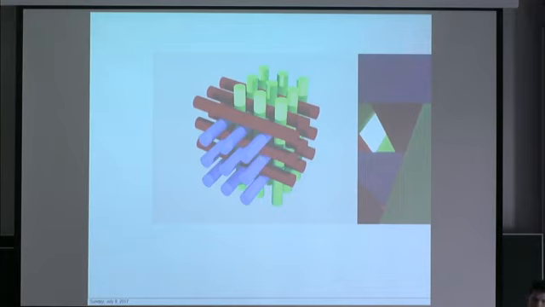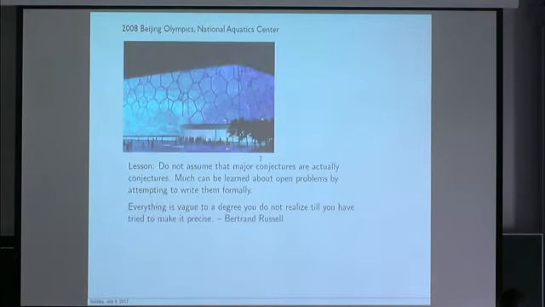the Kelvin conjecture. I was just walking before this talk, and there's a sculpture called Genesis out in front of the Newton Institute by Robinson, and it has interlinking rings that are exactly the structure that you see in the Weaire-Phelan foam. So this was used, for instance, in the design of the National Aquatics Center. This is the counterexample to the Kelvin conjecture. So the lesson is, do not assume that major conjectures are actually conjectures.